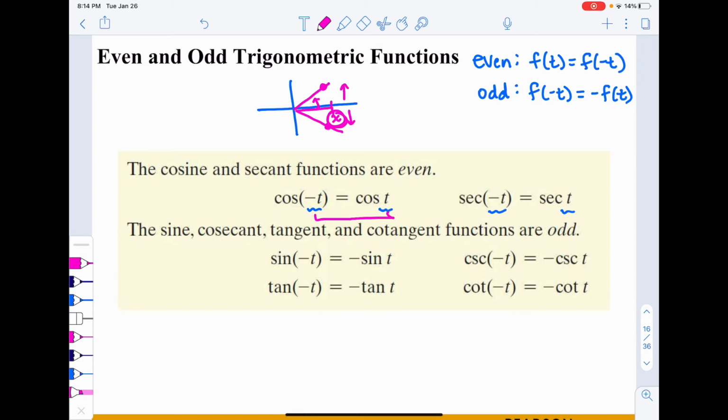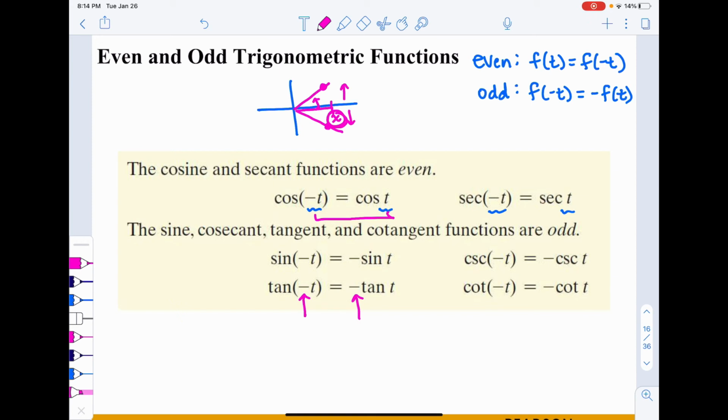The next one talks about how the sine, cosecant, tangent, and cotangent functions are odd. So it says sine of negative t is equal to the opposite of sine of t. The tangent of negative t is equal to the opposite of the tangent of t. The cosecant of negative t is the opposite of the cosecant of t, and the cotangent of negative t is equal to the opposite of the cotangent of t. So for these ones, those negative signs end up becoming the opposite of those values.